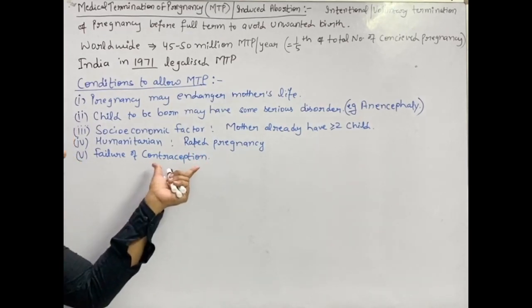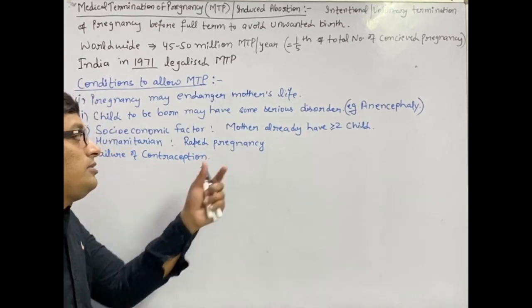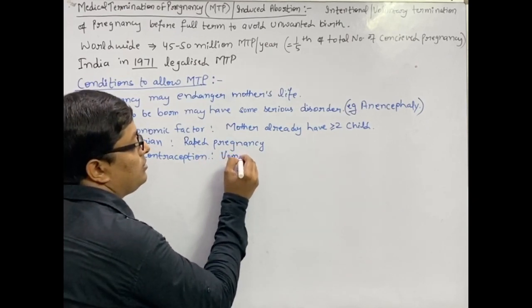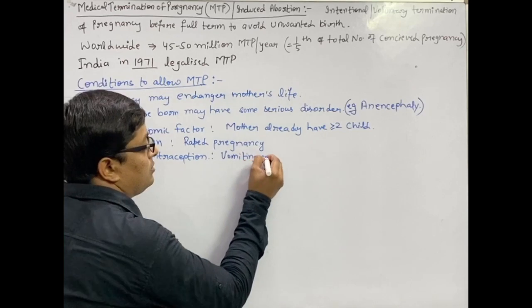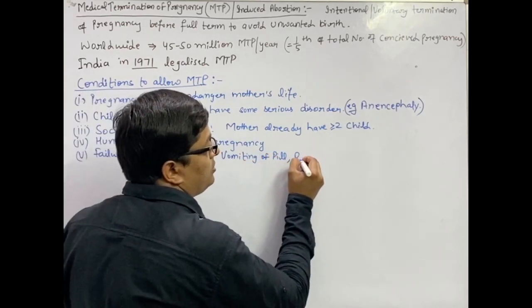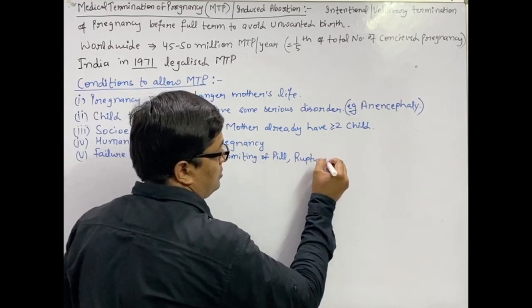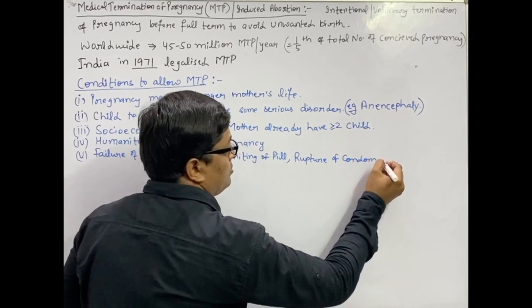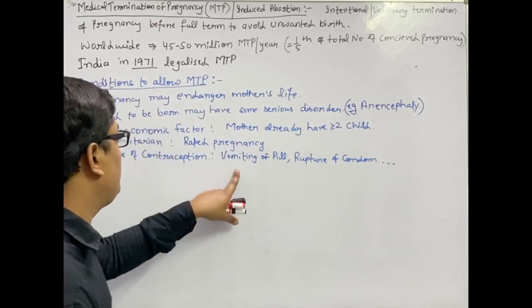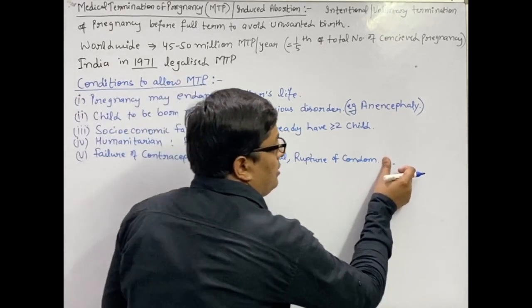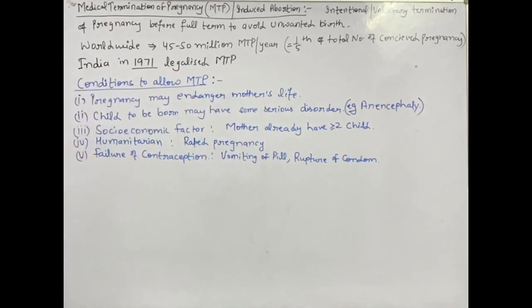So the barrier method or the pill may fail, such as vomiting of the pill or rupture of the condom. The reason can be any. In these cases, the MTP is allowed with the permission of a registered medical practitioner.